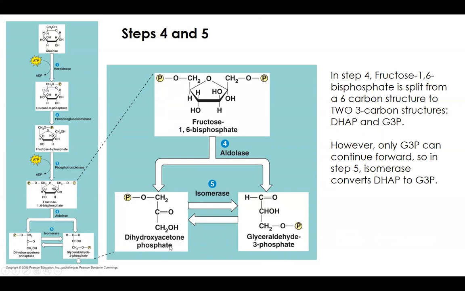So the second product created, dihydroxyacetone phosphate, aka DHAP. DHAP, as is, cannot be further processed in glycolysis. The enzyme that will handle glyceraldehyde 3-phosphate in step 6 is not interested in DHAP at all. Therefore, isomerase will convert DHAP to G3P.